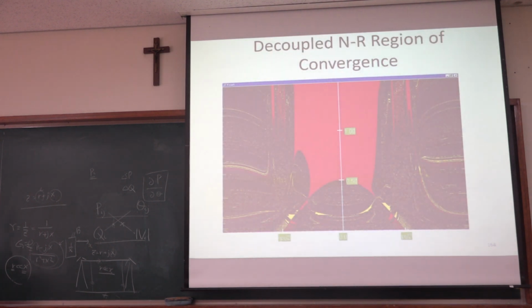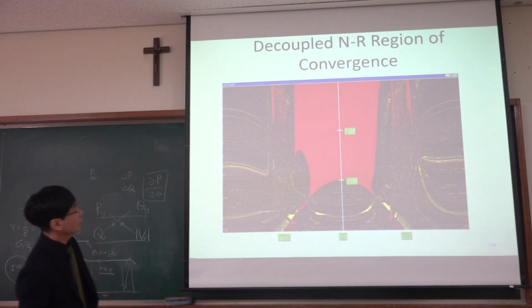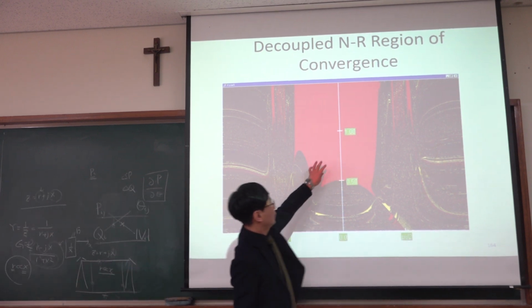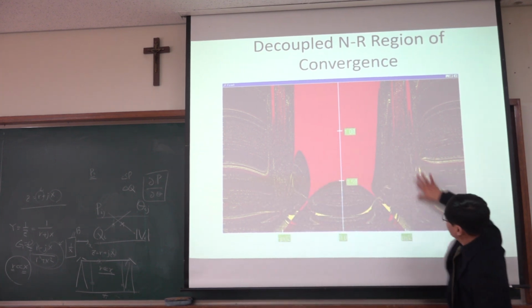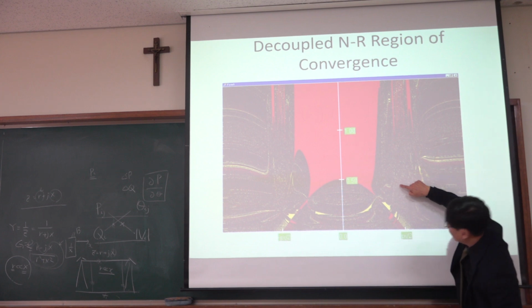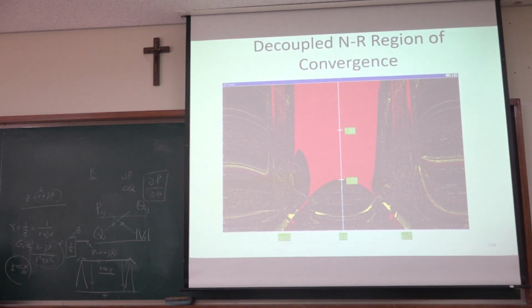So this is the region of convergence of decoupled Newton-Raphson. Yeah, high voltage convergence region, low voltage convergence region. Here they are mixed together, high voltage, low voltage, and divergence case. Okay.